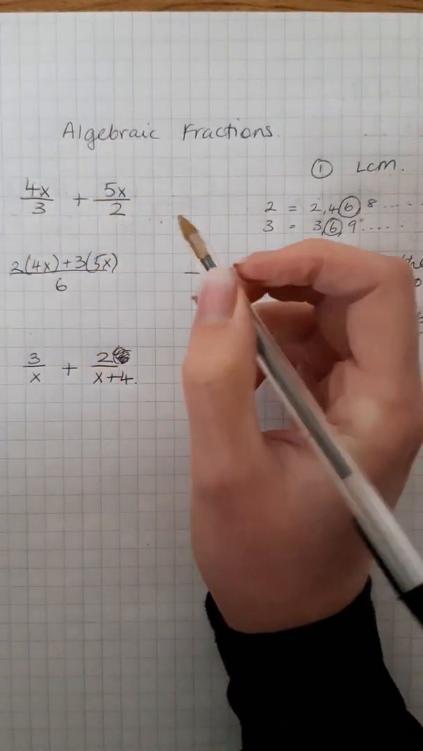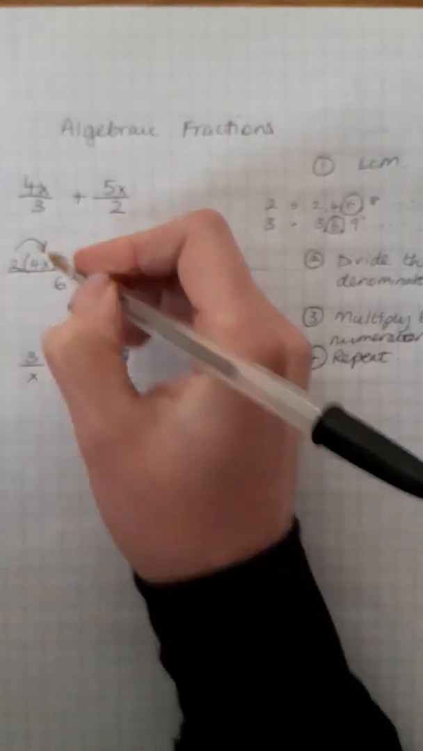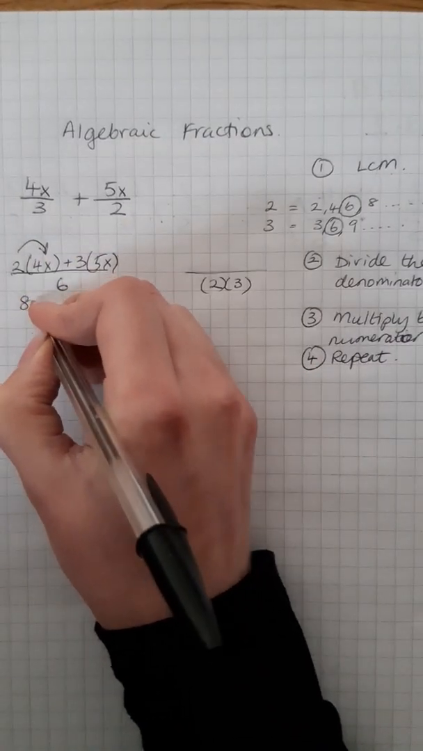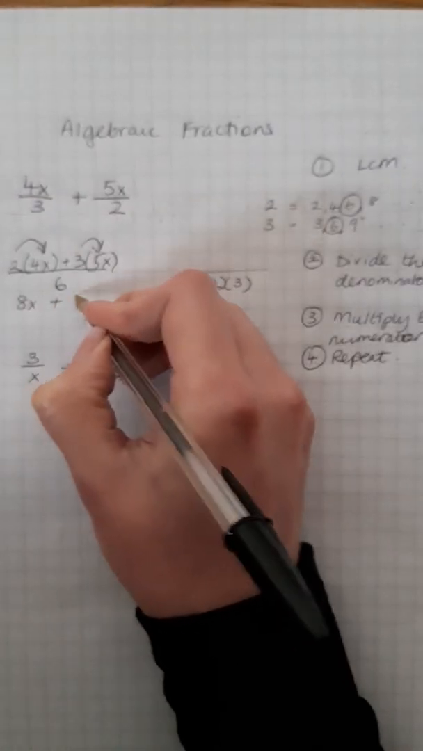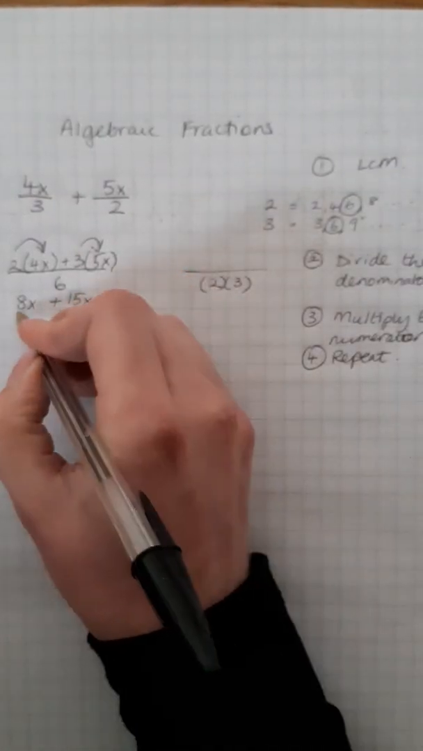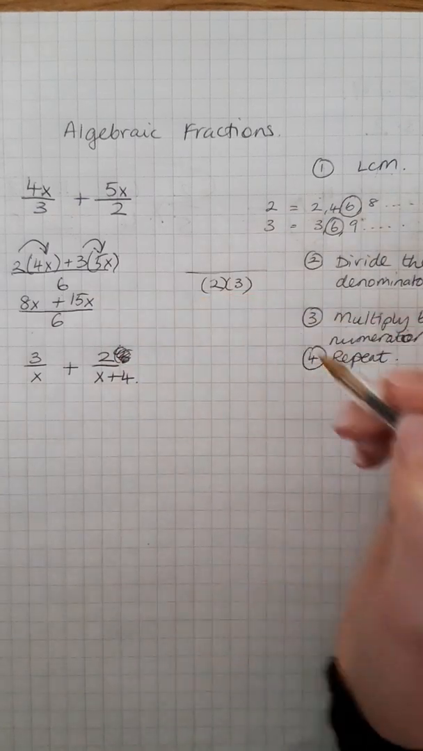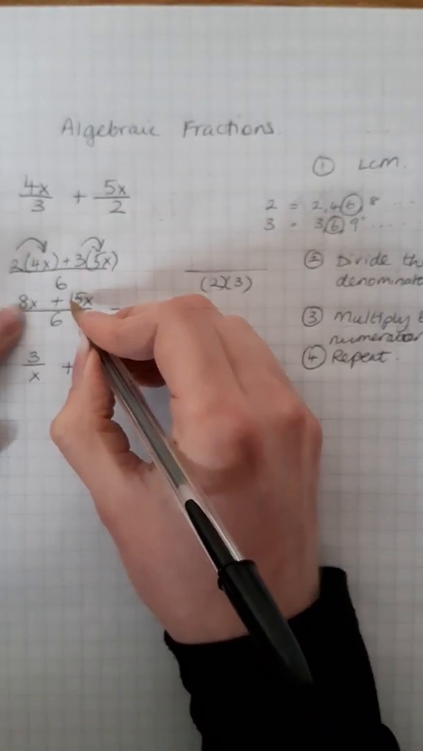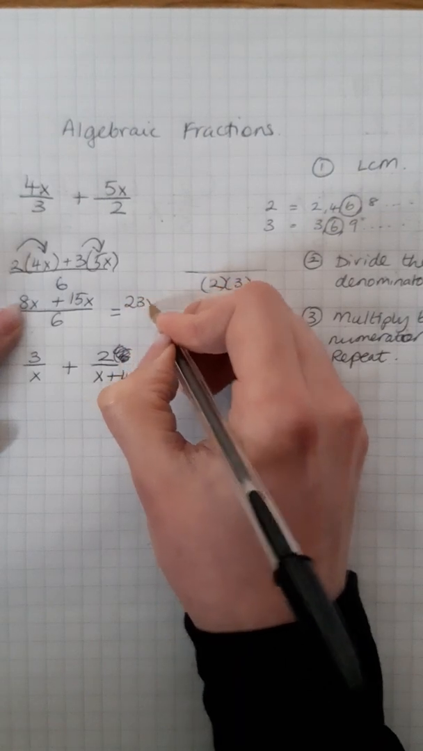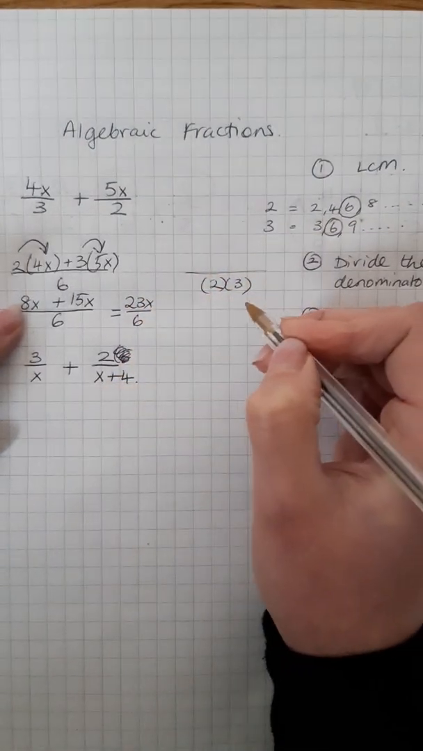Okay, we're then going to multiply them out. 2 by 4x is 8x. 3 by 5x is 15x. All over 6. And when you simplify that, that is 8 and 15, that is 23x over 6. And that's fine, that's it done.